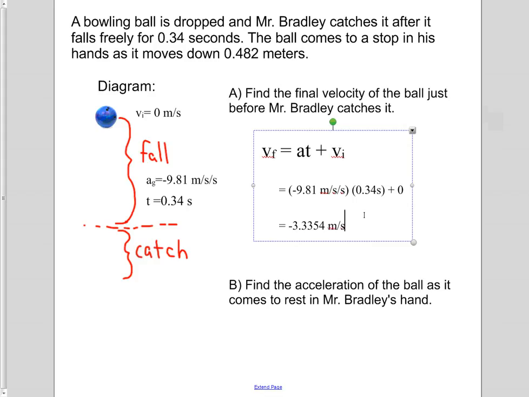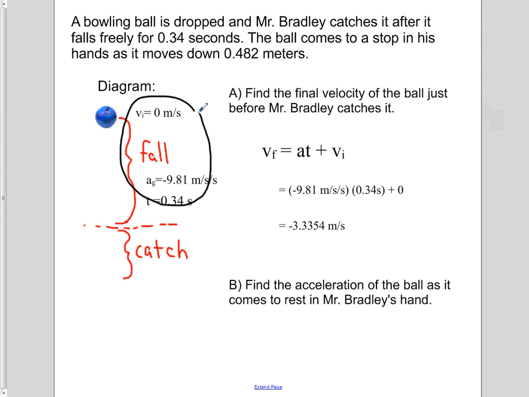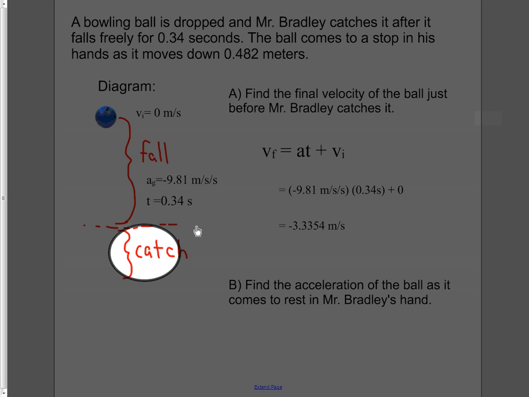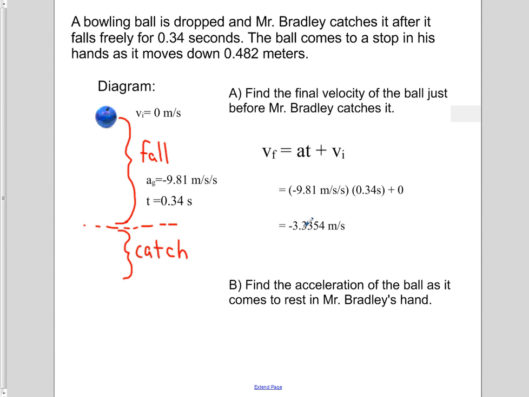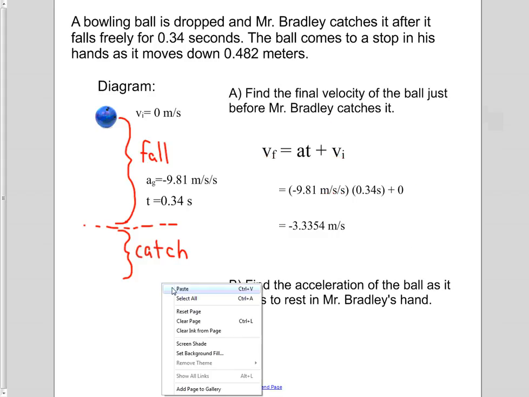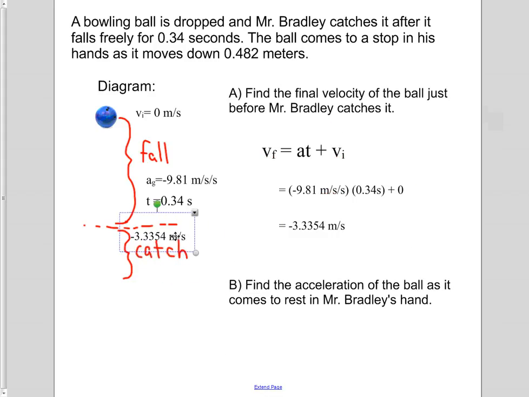Now, the key here is recognizing that that velocity is the final speed at this moment right here, which means it's the initial speed for the motion where he's catching it. And the acceleration changes as soon as Bradley touches the ball. So none of the information that we knew from before, the original speed of the ball or AG or time, really matters during this interval. The piece of information that matters during the catch is the final speed at the end of the fall. So now we can use this piece of information as VI for the catch.